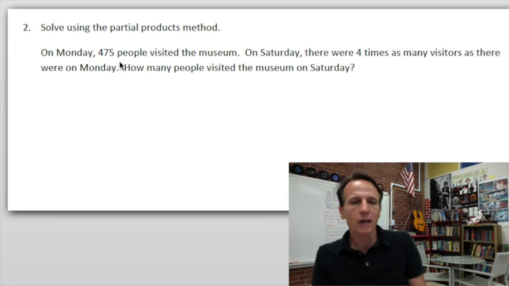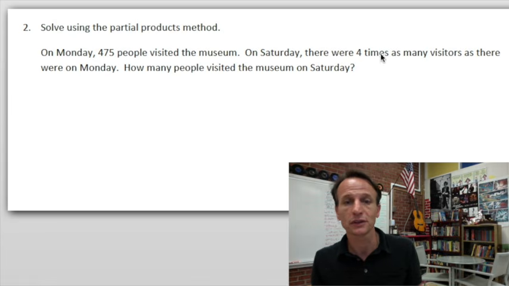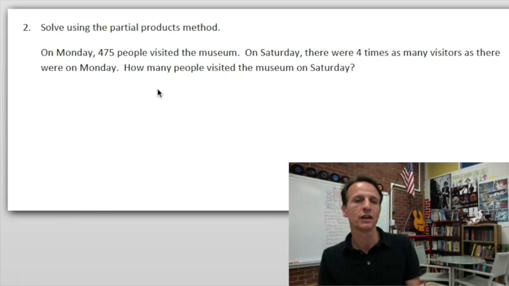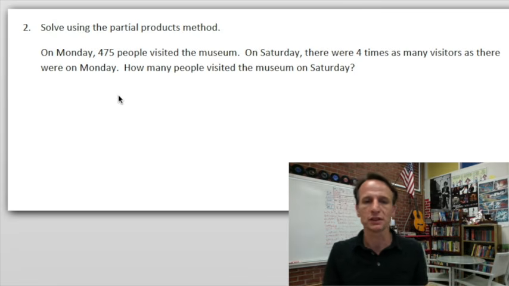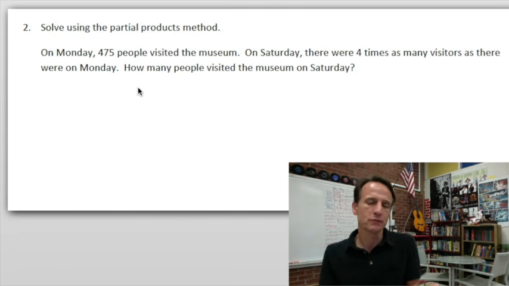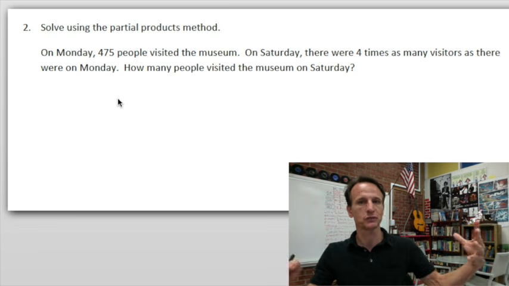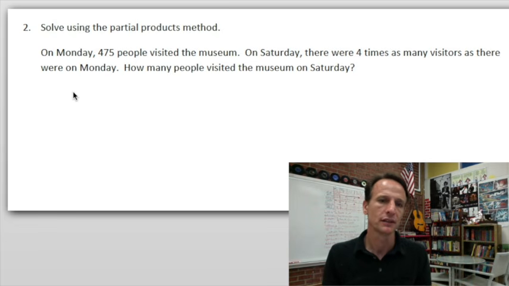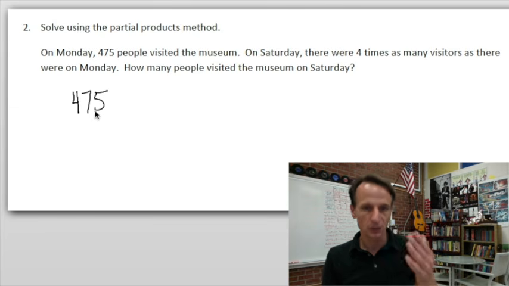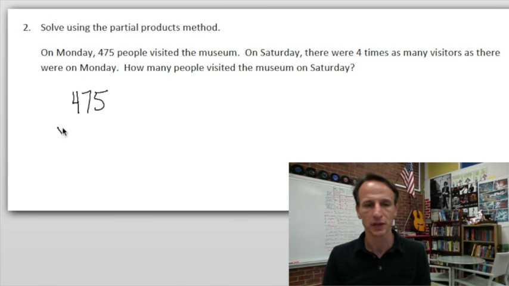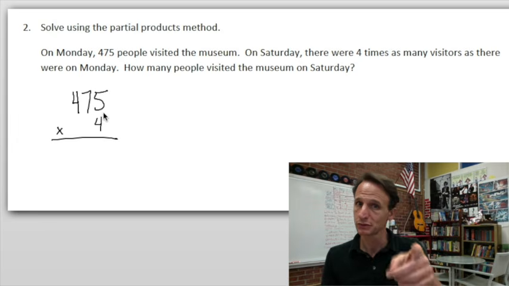No problem. On Monday, 475 people visited the museum. On Saturday, there were 4 times as many visitors as there were on Monday. So how many people visited the museum on Saturday? We can probably skip, I think, drawing a tape diagram here, because we'd say Monday's 475, Saturday's 4 times as many. We got this. All right, so let's do partial products of 475, and there's 4 times as many on Saturday. So that's how we know we're multiplying. You won't always know. You'll have to figure it out, all right? So with partial products, we'll say, remember, we have to pay attention to place value here, okay?